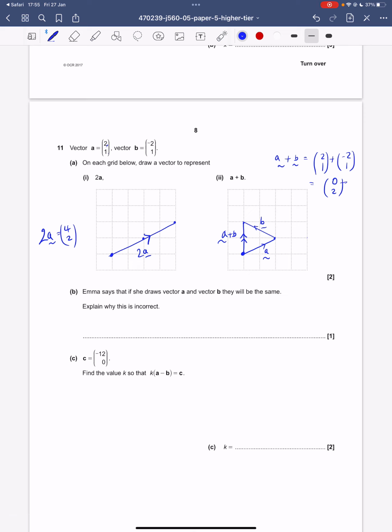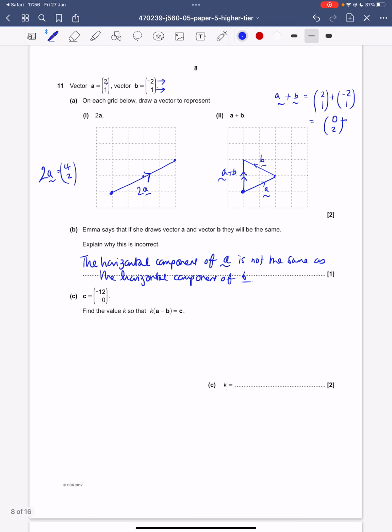Emma says that if she draws vector A and vector B, they will be the same. Explain why this is incorrect. Well, it's because this is called the horizontal component, this is called the vertical component. So the horizontal component of A is not the same as the horizontal component of B.